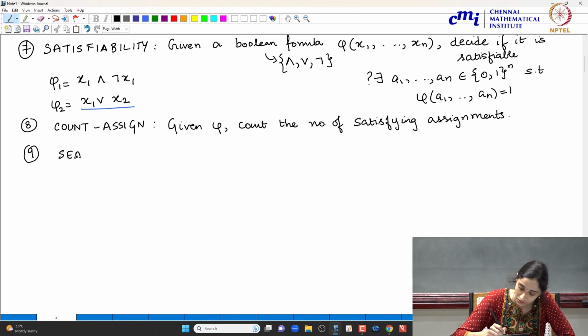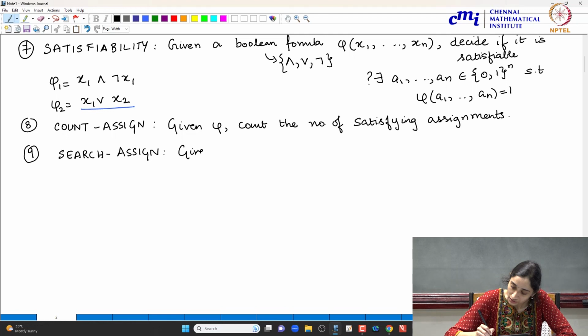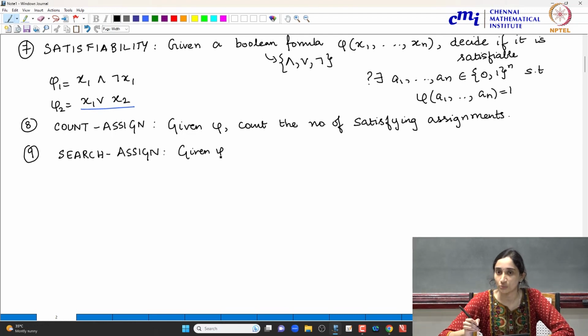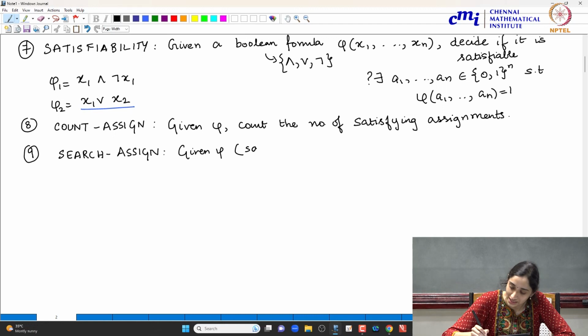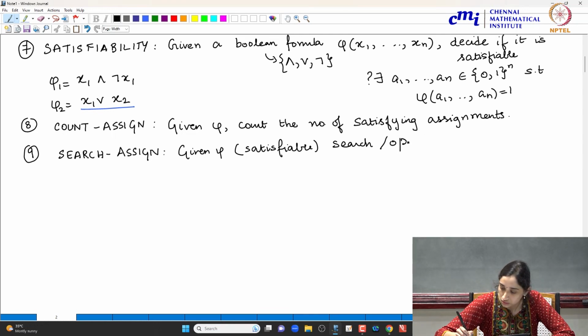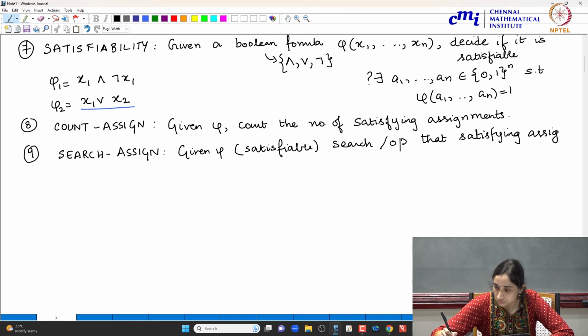So here is another version of that, which you probably saw yesterday, the satisfiability. You're given a formula again. But suppose I also know that this formula is satisfiable. Can you output that assignment which satisfies the formula? So given phi, let's say it's satisfiable, search or output that satisfying assignment. Okay, so we saw some problems.